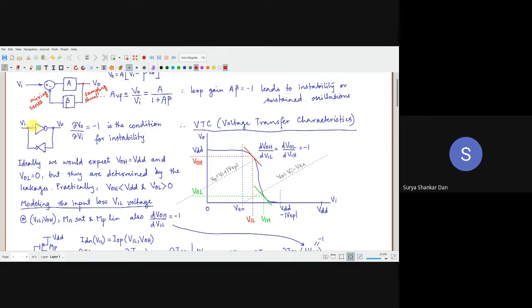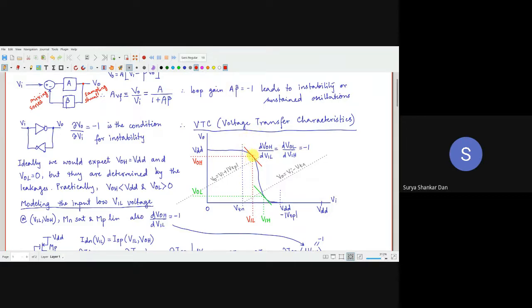Okay. Now, when will this system become unstable? For instability, from here we learned that dVO/dVI should be equal to minus one. Now, if we come to the VTC, which we have studied in our previous lectures, this gray color line, you remember, VO equal to VI plus VTP, VI minus VTN, on these two lines, they are ensuring the various regions of operation of the different transistors, that means the P transistor and N transistor, NFET and PFET. Now, in this VTC, dVO/dVI is simply telling you the slope of the curve. Simple. So the slope is minus one at certain points.